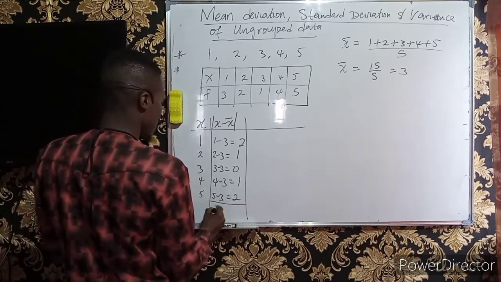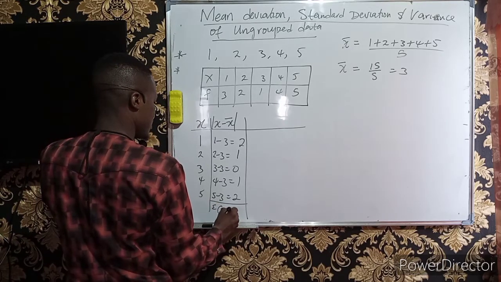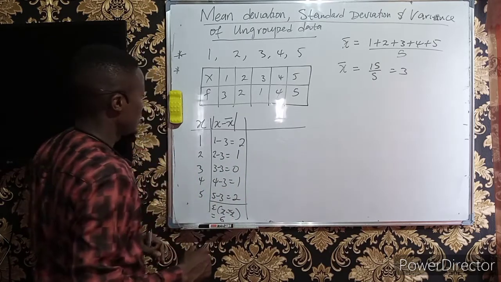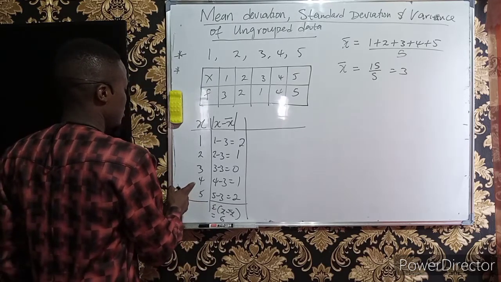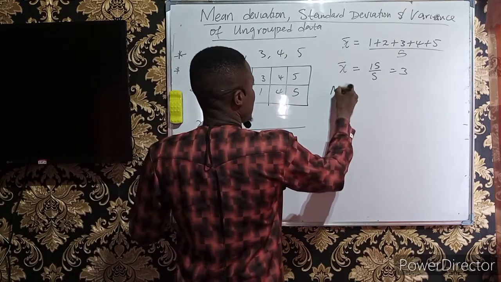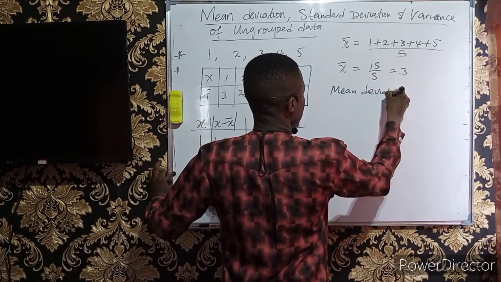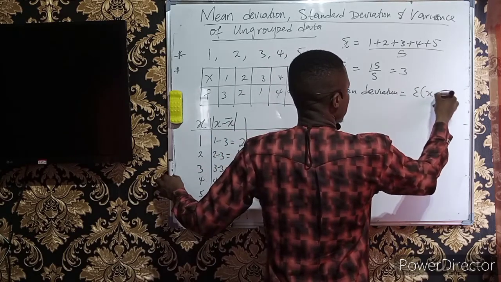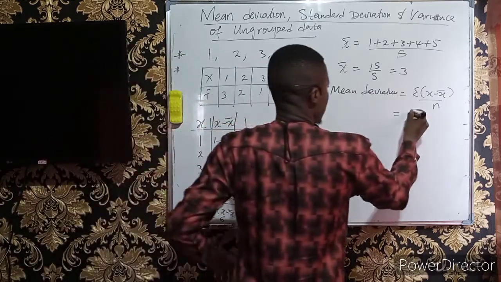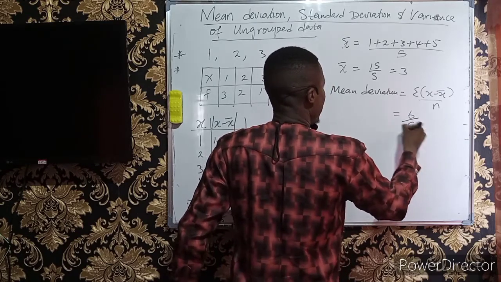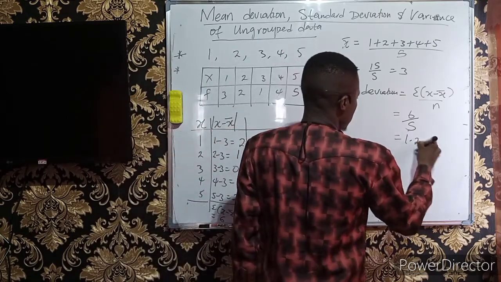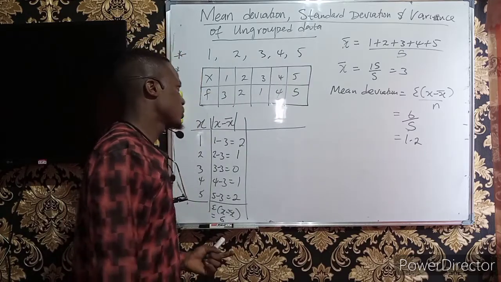If I sum up, because this is summation of x minus x bar, this is 2, 3, 4, 5, 6, giving me 6. The sum of frequency is n; there are 5 in number. Now my mean deviation will give me summation x minus x bar all over n, and summation x minus x bar is 6. So I have 6 over n. There are 5 in number if I count it, 1, 2, 3, 4, 5, since there is no frequency. So 6 divided by 5 is 1.2. That is our mean deviation.